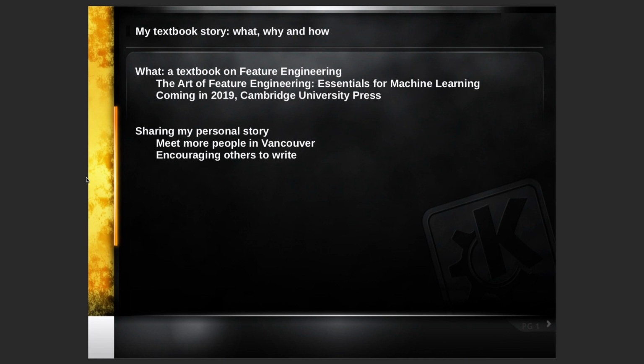And try to meet a few more people in Vancouver. It's already a year I'm living here. So the book is called The Art of Feature Engineering, Essentials for Machine Learning, and it's supposed to be coming up in 2019, published by Cambridge University Press. So this is a what, why, and how type of talk.